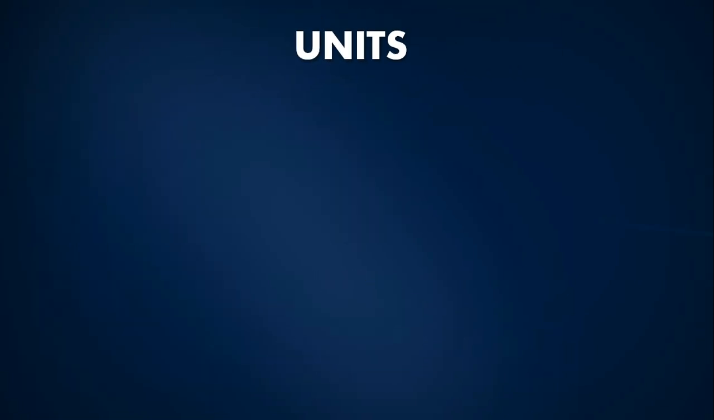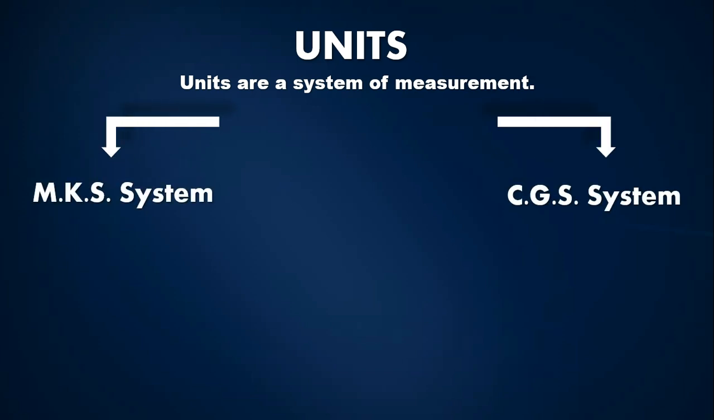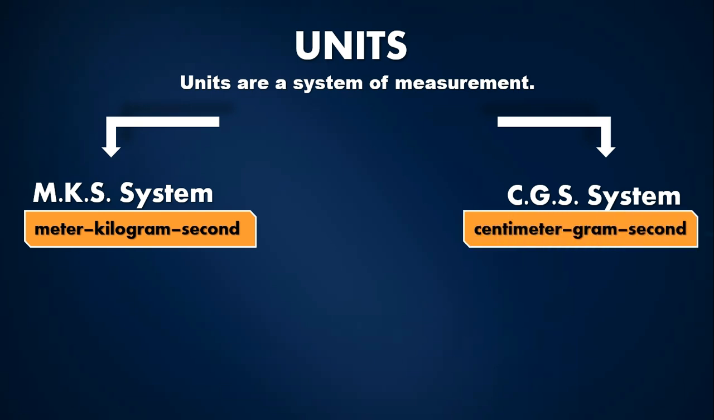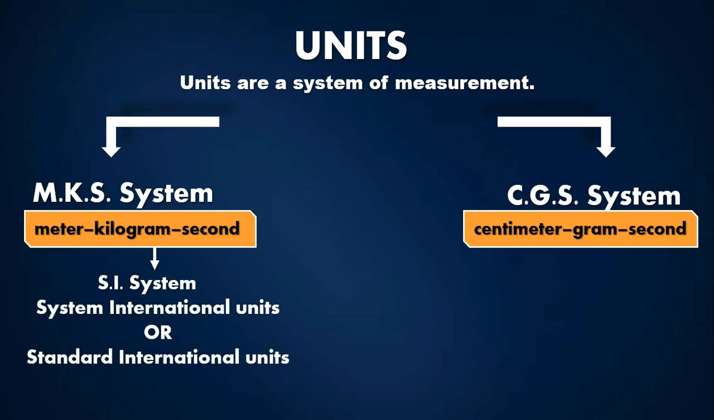Basically, we have some units to understand in this chapter. Units are of systems of measurement. We basically have the MKS system as well as the CGS system. MKS stands for meter, kilogram, second, whereas CGS stands for centimeter, gram, second. MKS is also known simply as the SI unit, system of international units, or standard international units.